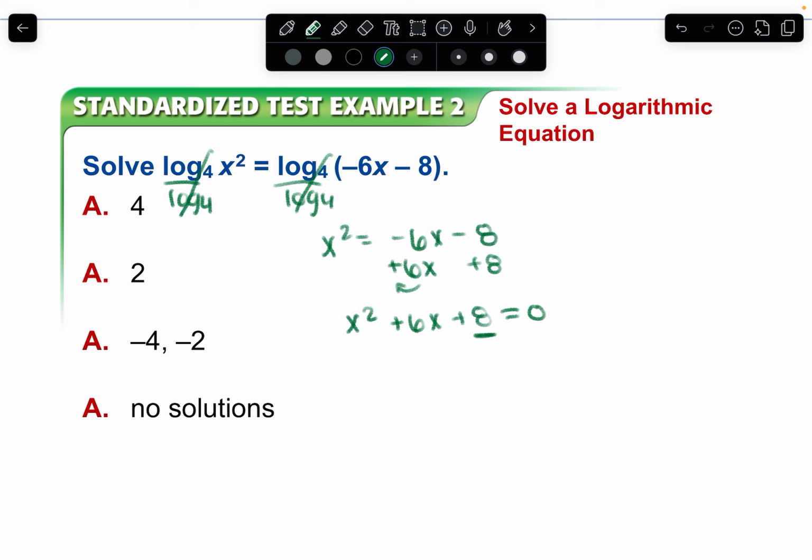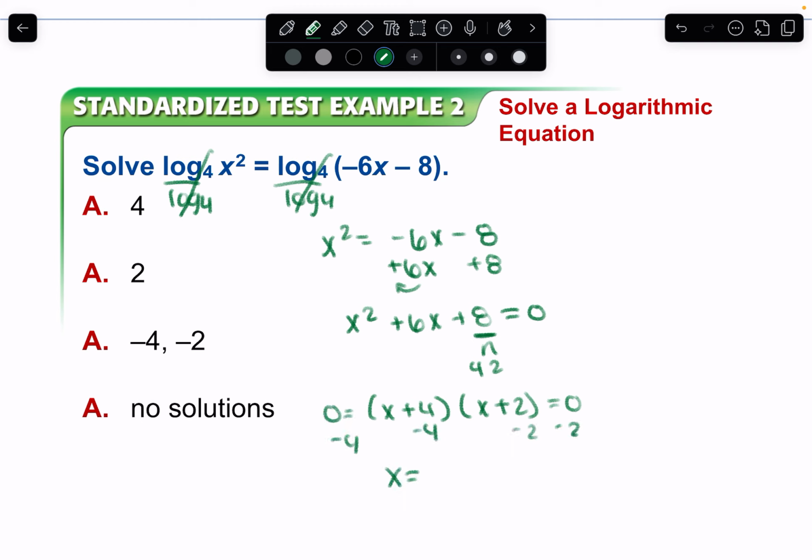I'm finding factors of 8 that are going to add to give me my b value, or give me 6. So factors of 8 that would give me 6 would be 4 and 2. So whenever I factor this out, I would write it as x plus 2 and x plus 4 is equal to 0. Then to solve both of those, I'm going to set both equal to 0 and then solve for x.